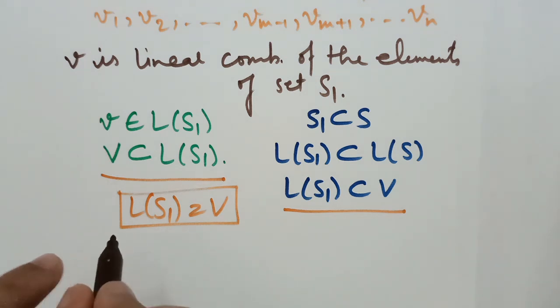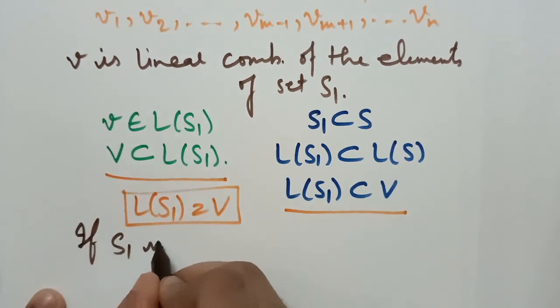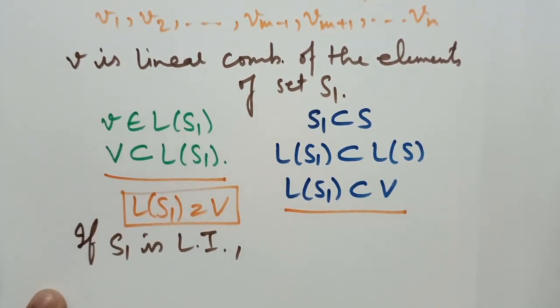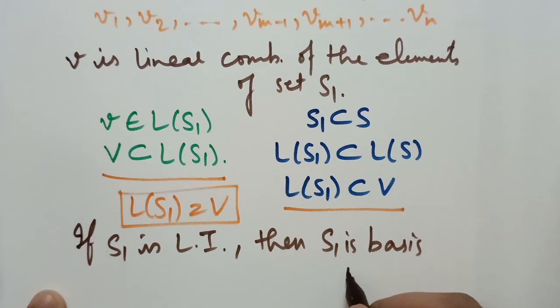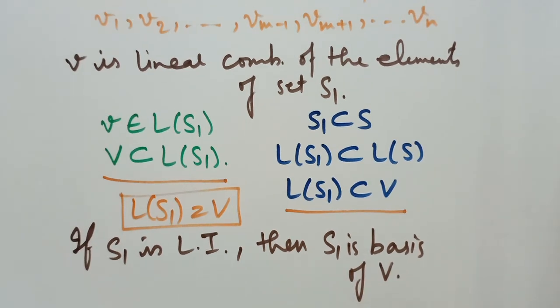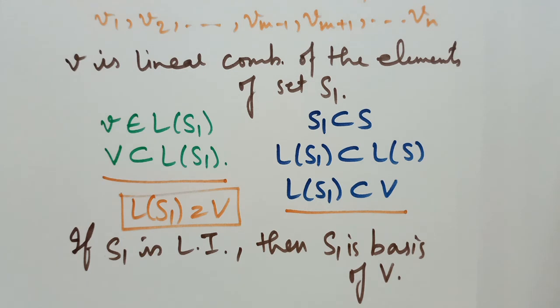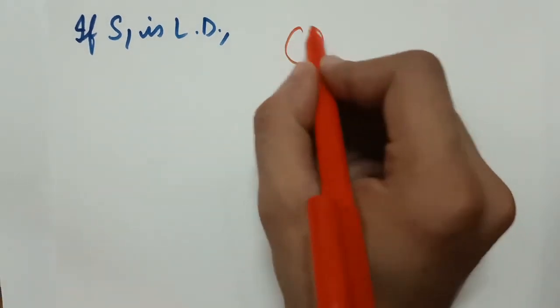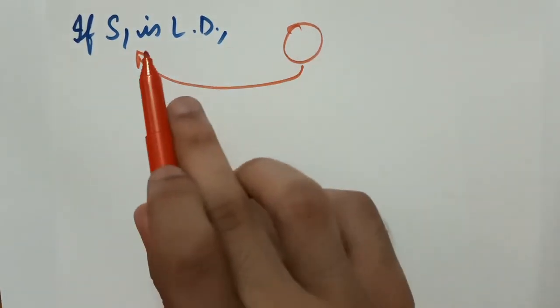Now the linear span of S1 is equal to V. If S1 is linearly independent, then S1 is a basis of V, because S1 is a linearly independent set as well as the linear span of S1 is equal to V. So now again the same question: what if S1 is linearly dependent? Now what if S1 is a linearly dependent set? The same point again, there must be an element present in the S1 set which must be a linear combination of the other elements of S1.